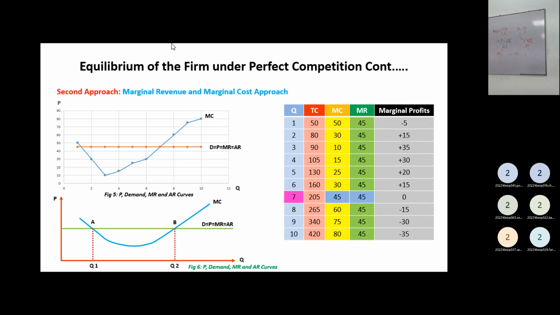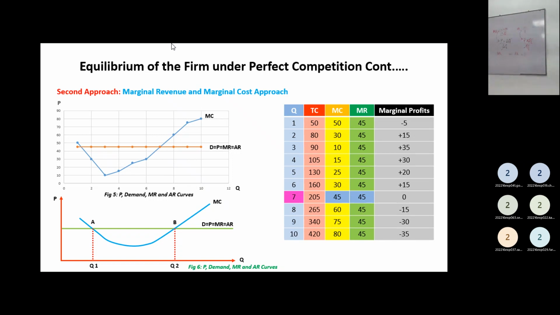Now here, if you look at this particular curve, this blue line indicates your marginal cost, and this orange line indicates your marginal revenue, average revenue, price, and the demand, since it's a perfectly competitive market structure. If you look at these curves, marginal cost and marginal revenue, there are 2 points where marginal revenue meets marginal cost.